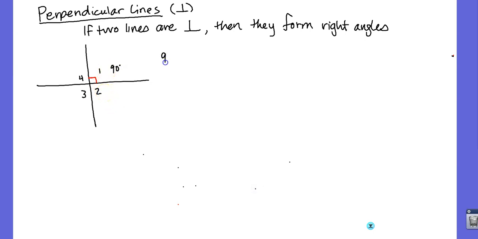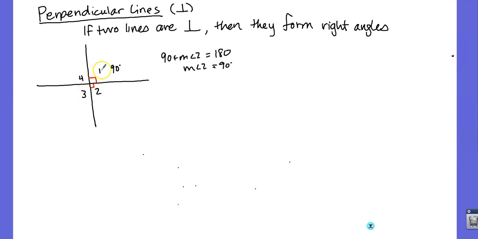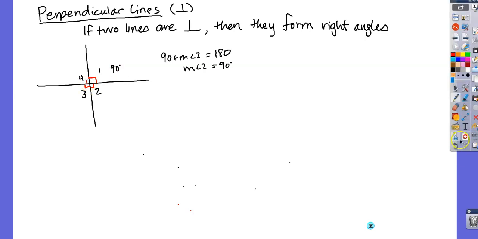2 would have to be 90 as well, because that's the only thing that would add up to 180. So now 2 would be a right angle. And then 1 and 3, what type of pair are 1 and 3? They're vertical. So they're congruent by vertical angle theorem. So that would mean angle 3 is 90, and then I could do the same thing with 4. So basically, if one of them is a right angle, all the other angles where they meet end up being right angles. So that's pretty cool.